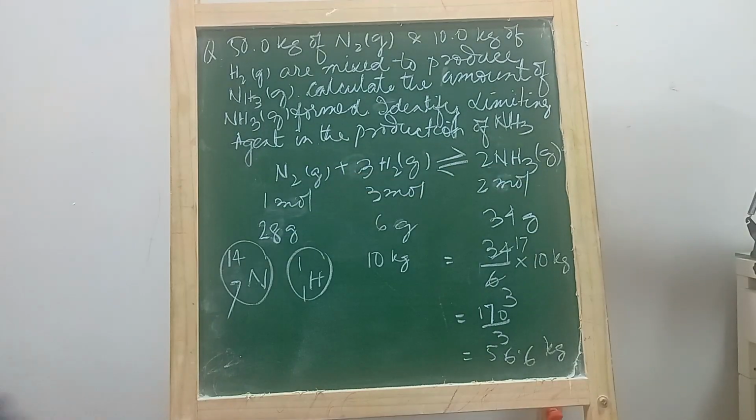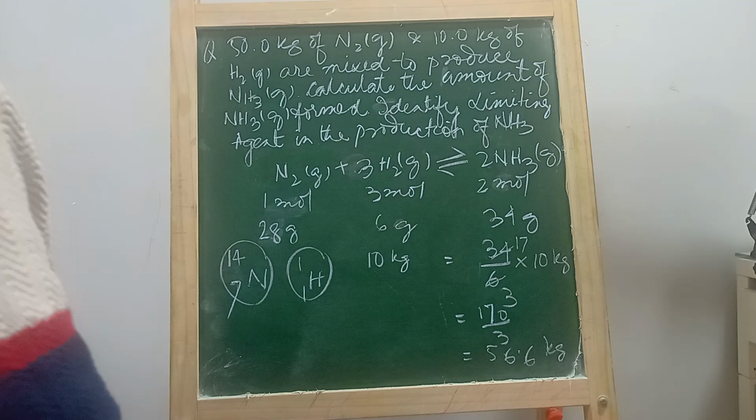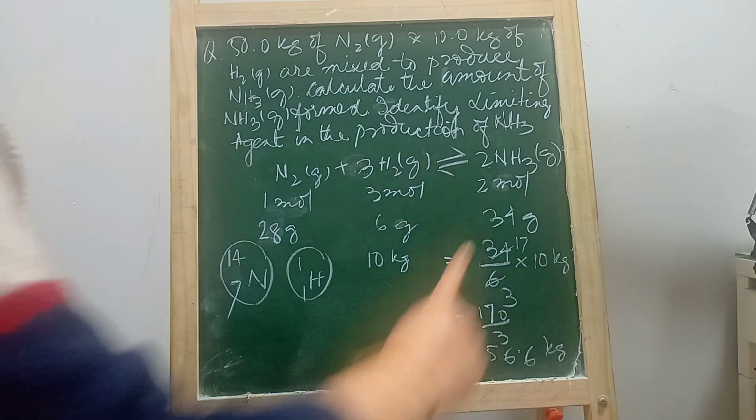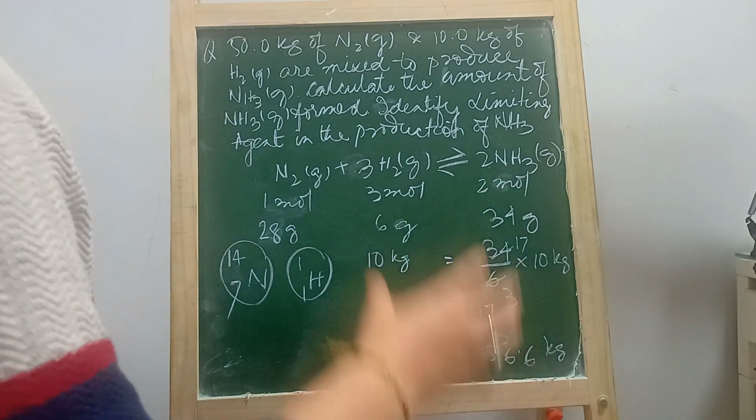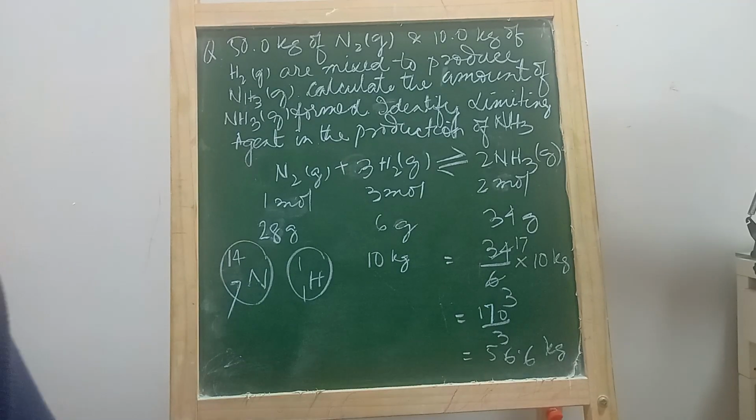And what about ammonia? Nitrogen 14 plus 3 is 17, and 17 multiplied by 2 is 34. So 34 gram of ammonia. 1 mole of ammonia is only 17 gram, right? But there are 2 moles, so it will be 34 gram.